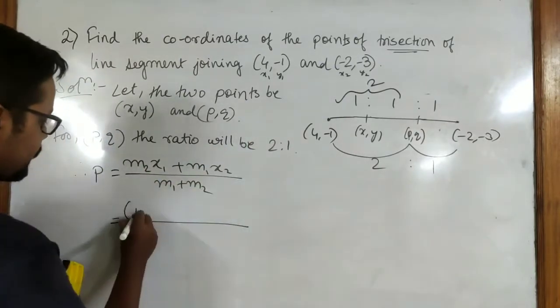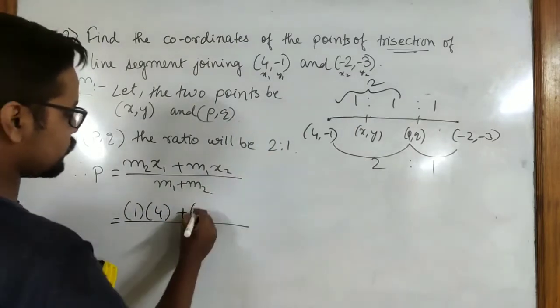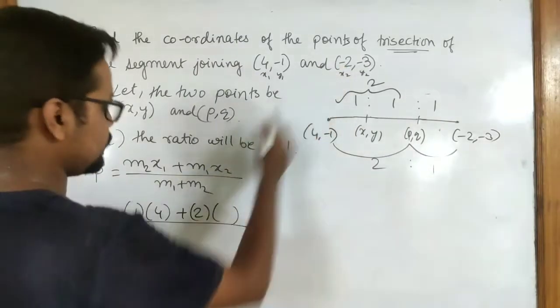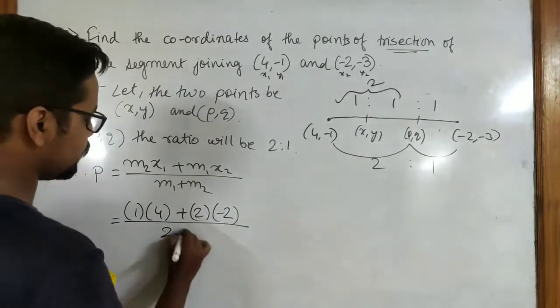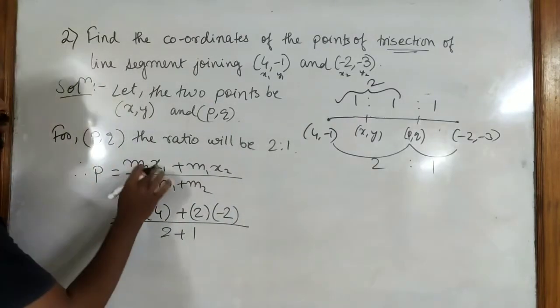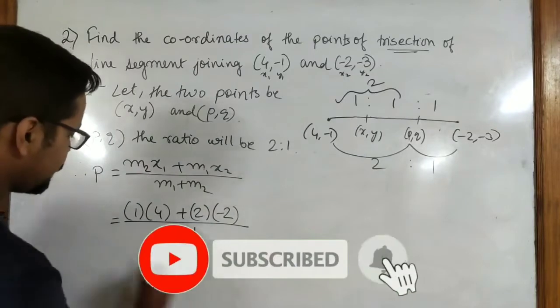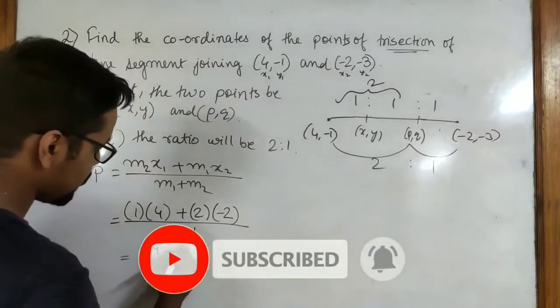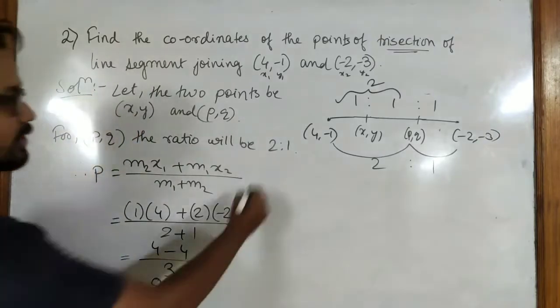M2 is here 1, x1 is 4, m1 is 2, x2 is minus 2. It is going to be 1 plus 2 plus 1. m1 plus m2 means 2 plus 1. What I have done, I have exchanged this one, that's why I am getting confused. So you can write m2 x1 plus m1 x2, or you can write m1 x2 plus m2 x1, both are correct. So now we have 4 minus 4 by 3, that is 0 by 3, which is 0. So P will be 0.